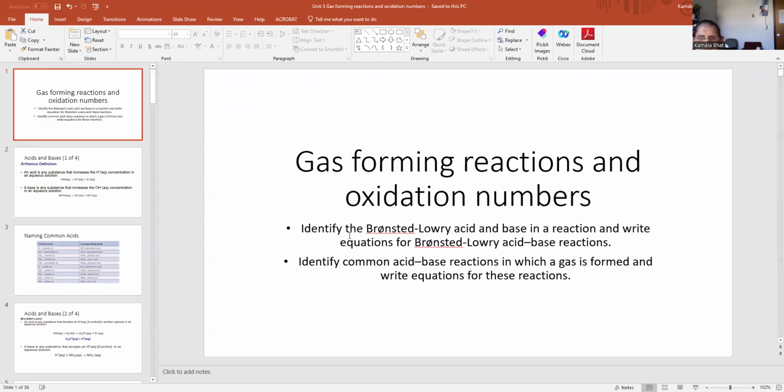So basically, before we go anywhere, what we have to do is identify the Lowry-Bronsted acid and base in a reaction, write the equations for Bronsted-Lowry acid-base reactions, identify common acid-base reactions in which a gas is formed, and write equations for this.